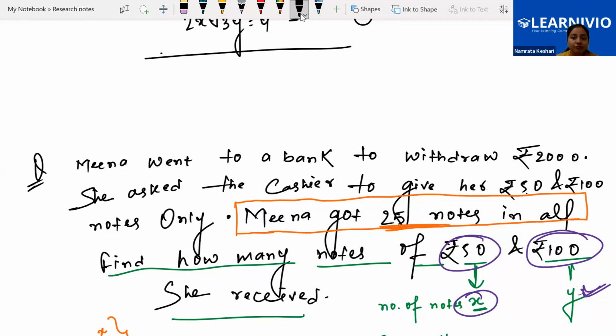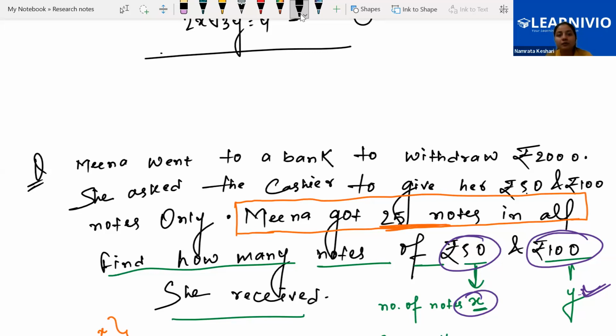Find how many notes of 50 and 100 she received. First thing first, whenever you get confused about which one to take as an assumption, which one to take as x, which one to take as y, just see the last statement. Find what? In 90% of the cases, this finding part will guide you which one to take as an assumption. Here, rupees 50 note and rupees 100 note: how many notes are there of 50 rupees, and how many notes are there of 100 rupees?